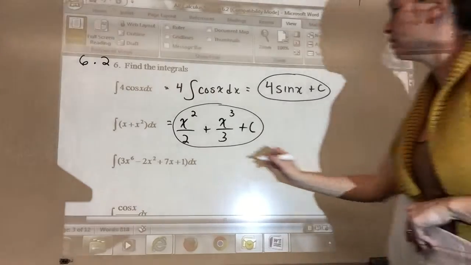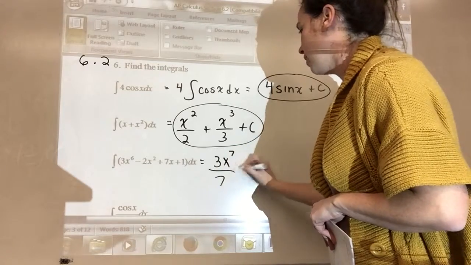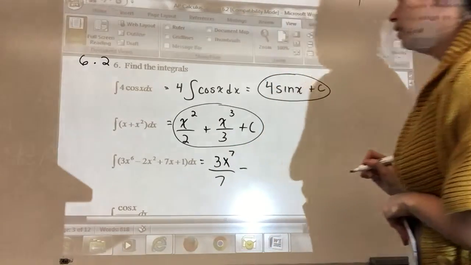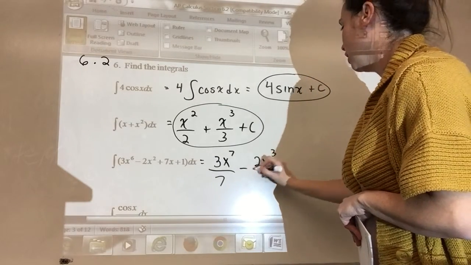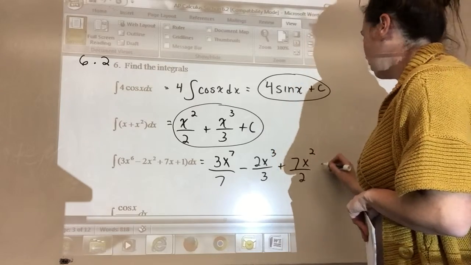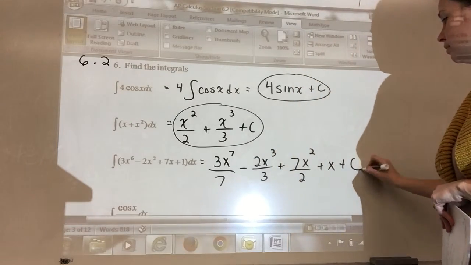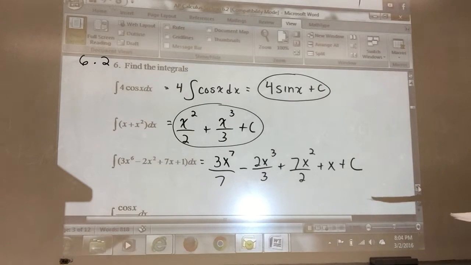Okay, so my answer would be 3x to the 7th over 7 minus 2x to the 3rd over 3 plus 7x squared over 2 plus x plus c. Okay, so check and see if you agree with my answer. And if not, ask Miss Craig. Okay? And then we'll go to the next example.